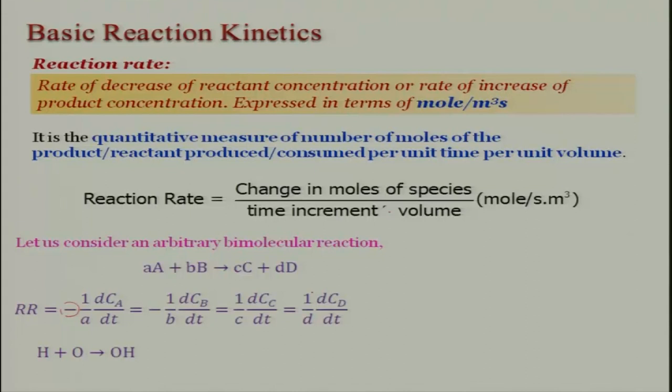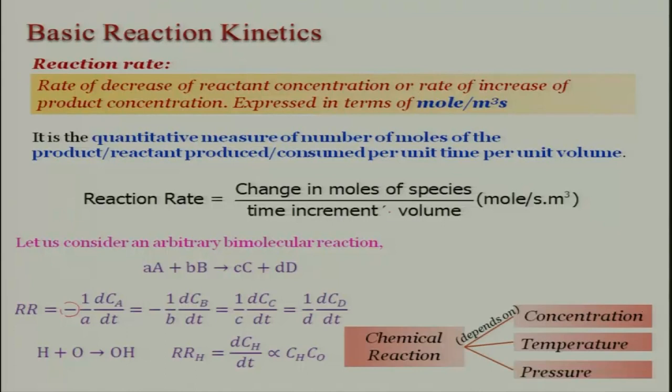And if I consider H plus O2, right, going to OH, what will I do? I can write down the reaction rate of H as dC_H by dt, which is proportional to what? C_H and C_O2, right. So, that means this reaction rate is basically a function of concentration, right. Now, we know the reaction rate will also be dependent on temperature. It will also be dependent on the pressure, right. But how is it so? Because here this is showing only the concentration of the participating species.